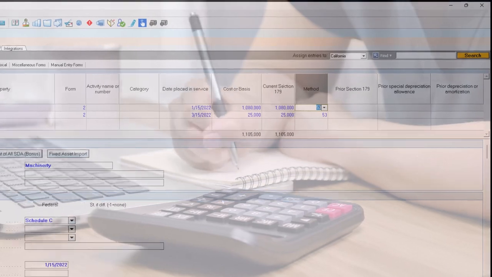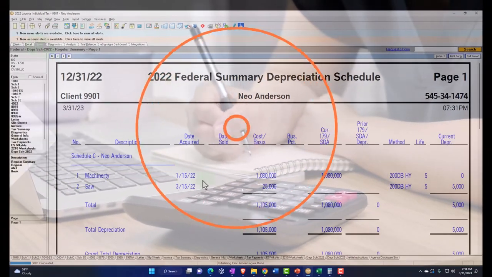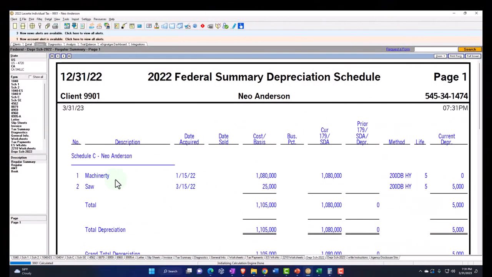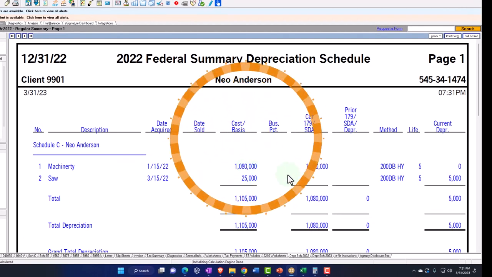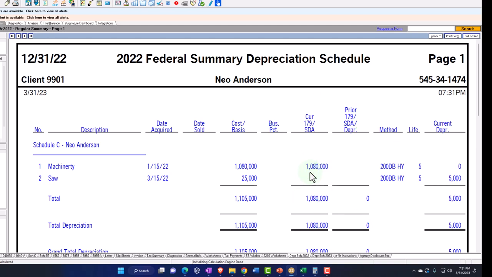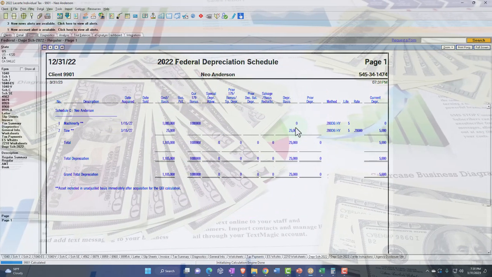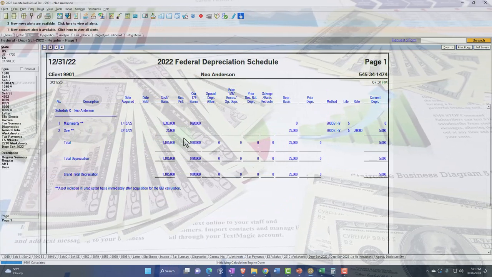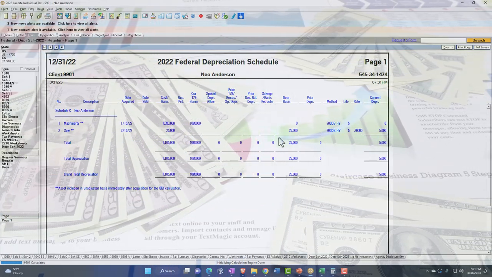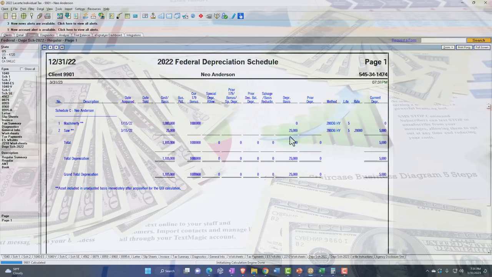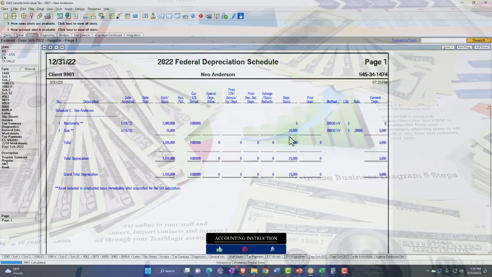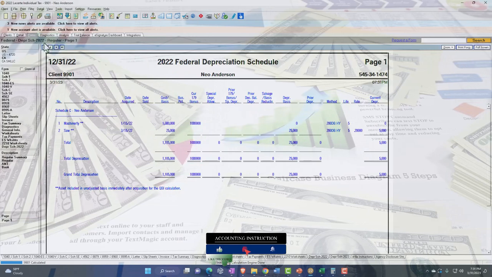So if I go back on over to the forms, notice what it did. It basically said the first thing I entered, the machinery at the 1,080,000, it basically applied the 179 to that line. Let's look it over here. 179 applied there, and now the basis is at zero, so I can't deduct anything going forward. And then for the saw, it used the normal depreciation of the 25,000. So it applied it just kind of in order and didn't allow me to take all the 179 that I put into the data input.